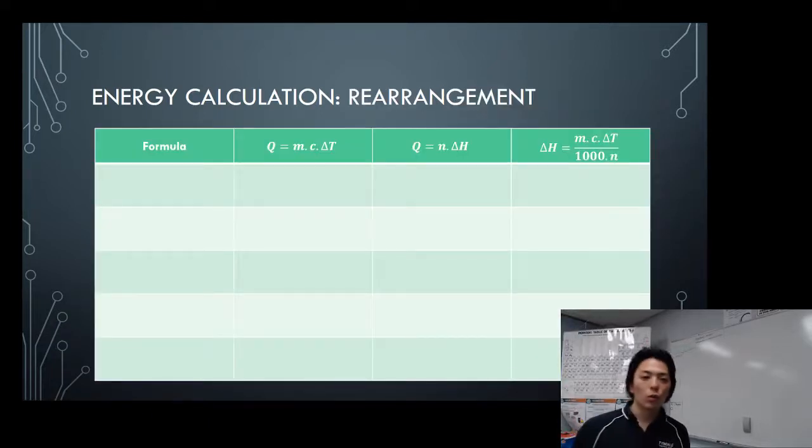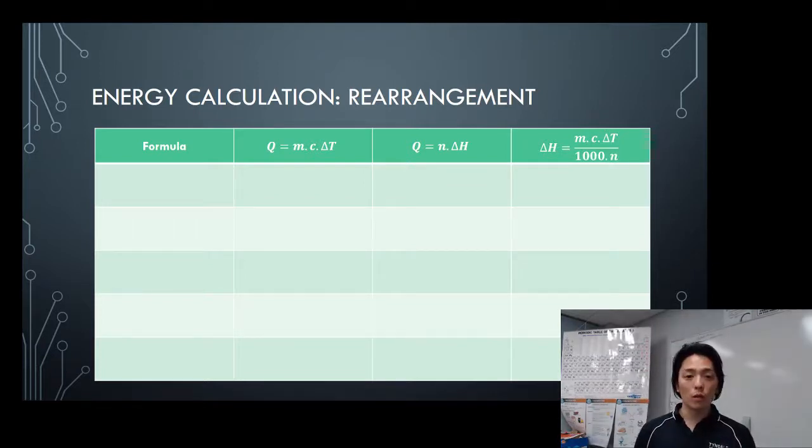Now, the second last thing you need to consider is whether you are able to use this formula, like what's written at the top of the table there. Q equals MC delta T. Q equals N delta H, which was just covered, as well as delta H equals MC delta T over 1000 N. Hope you notice that if you combine the first two, Q equals MC delta T and Q equals N delta H, and cancel out Q because they equal each other, you can make the last formula: delta H equals MC delta T over N. You're dividing that by 1000 because delta H is in kilojoules.